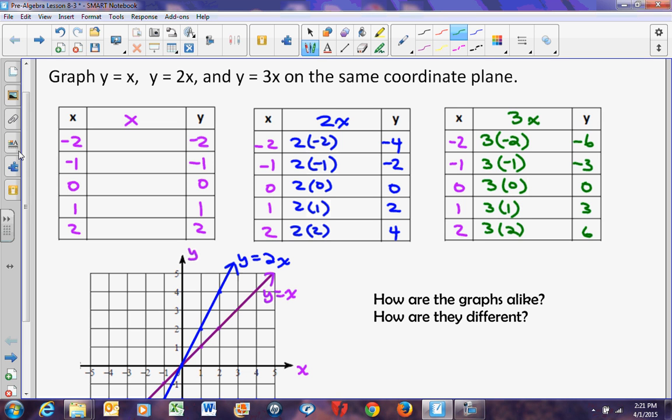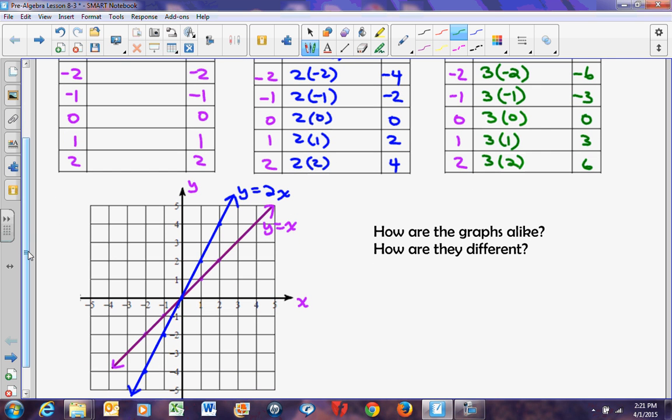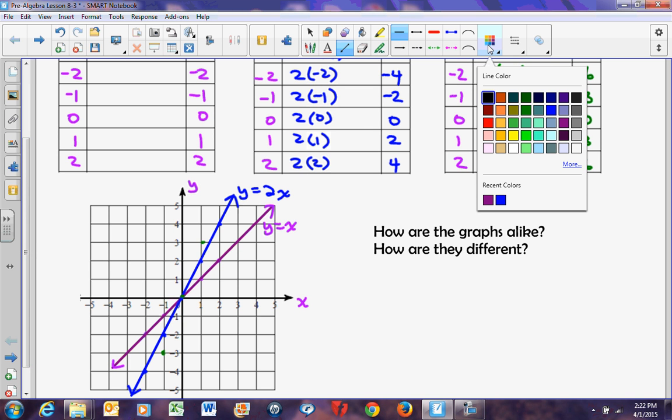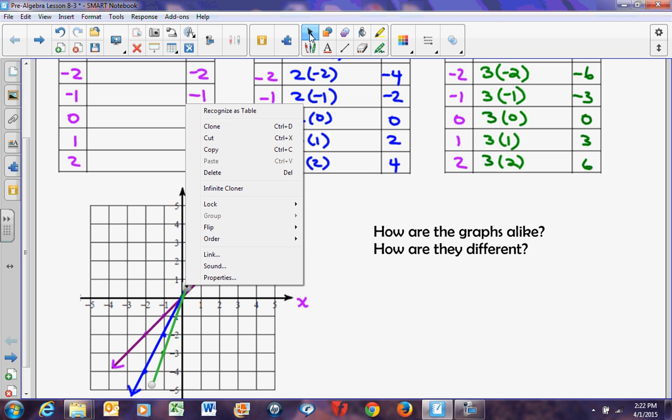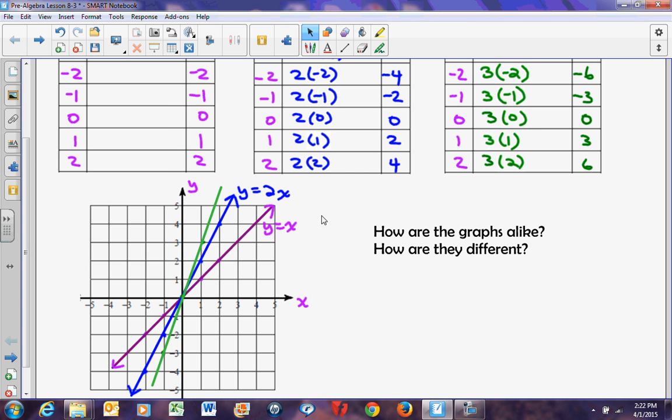So I'm now going to plot those points. I can't plot negative 2, negative 6, but I can plot negative 1, negative 3. I can plot 0, 0. I can plot 1, 3. And I can't plot 2, 6. So I'm going to graph these three on my graph in green. So there's that graph. Lock that in place so it can't move. Add my arrowheads to that one. And this is y equals 3x.